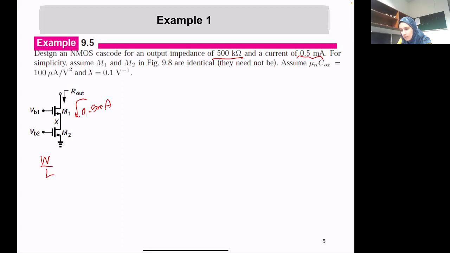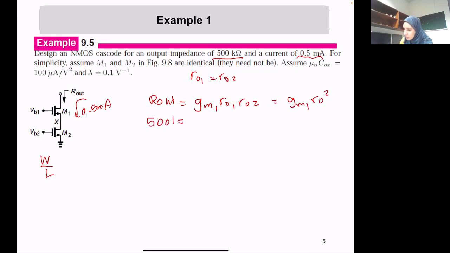And we assume that mu N COX equals 100 microamp per volt squared, and we assume lambda equals 0.1 volt inverse. So again, since they are identical, this means R out 1 equals R out 2. For simplicity, assume that the output impedance equals GM1 R out 1 R out 2, which is basically GM1 R out squared.